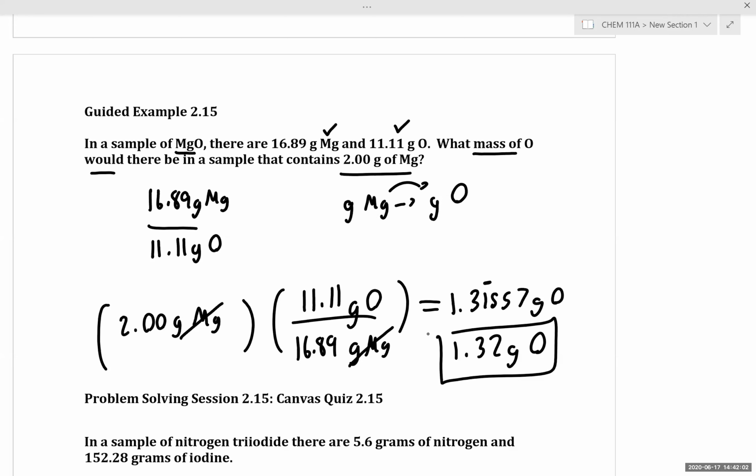Yeah, why is there 3 Sig Figs? Is it because of the 2.00 grams? Yep, exactly. Our input has 3 Sig Figs, so our output is constrained to 3 Sig Figs. Exactly right.